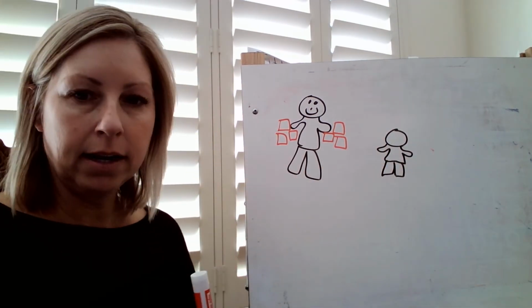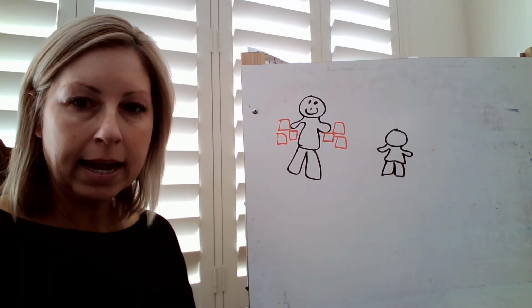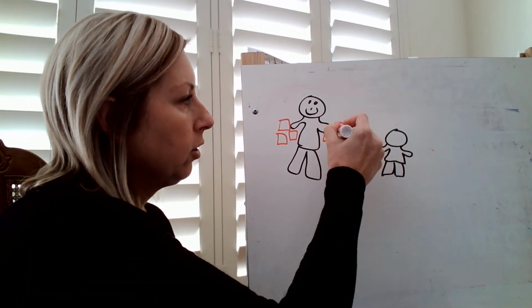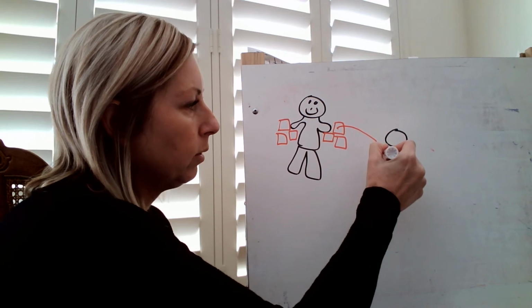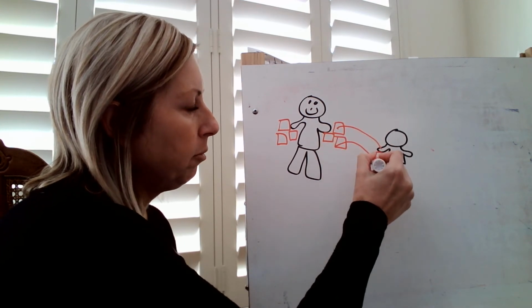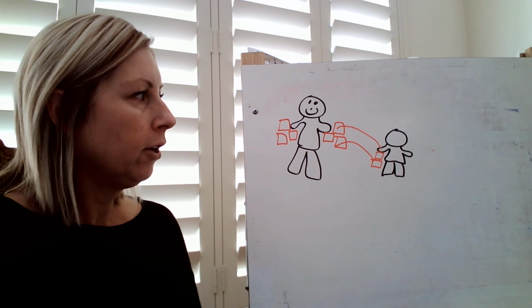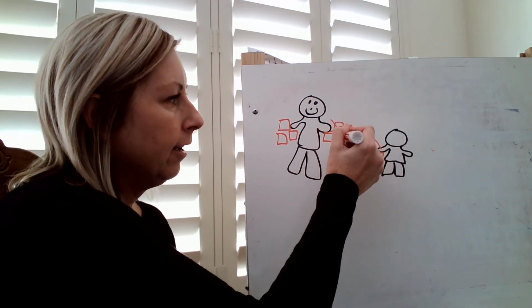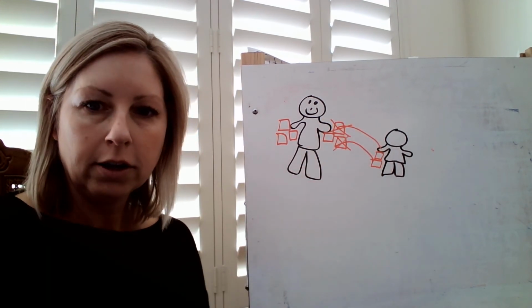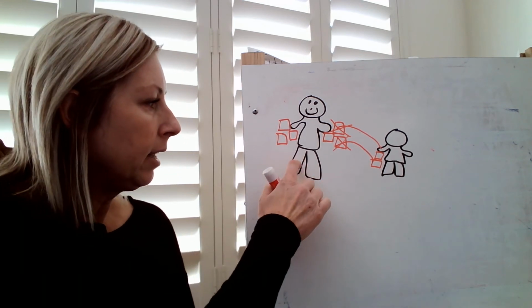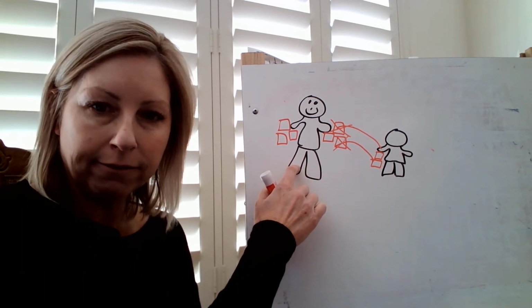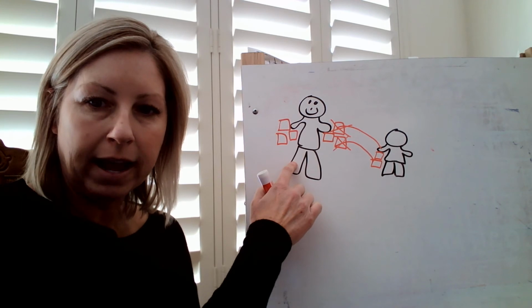So he decided he wanted to give away 2 presents. So he's going to take a present and give it to his brother, and he's going to take another present and give it to his brother. So he took away 2 of those presents. So I want to know, how many does my friend have left? How many presents does he have now?